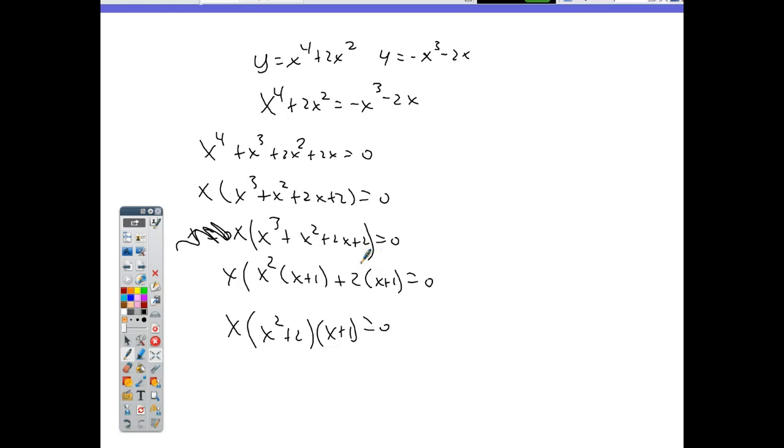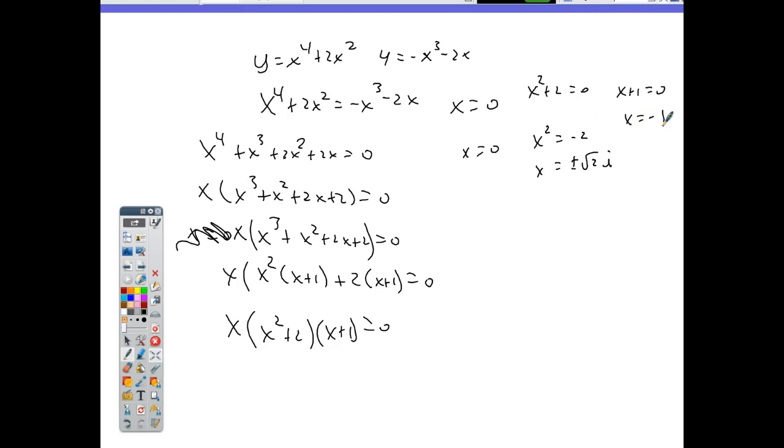Now I say each of the factors equal to 0. I get x equals 0. I get x squared plus 2 equals 0. I get x plus 1 equals 0. That's easy. x squared equals negative 2, so x equals plus or minus the square root of 2i. But that's not a real solution, so that wouldn't be a point of intersection, so we wouldn't have to worry about that. And then the last one is x equals negative 1.